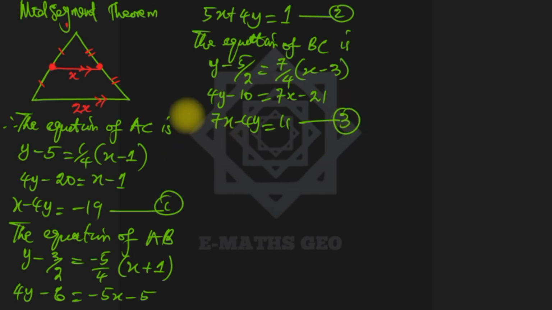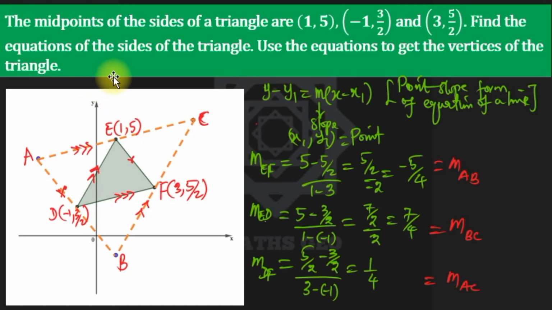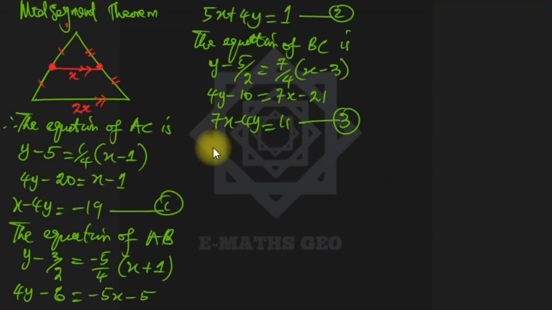So we have 3 equations. Because we've gotten the equations of the sides of the triangle, we've answered the first question. The next one is to use them to get the vertices of the triangle. How do you get it? The vertex A is the point of intersection of AC and AB.